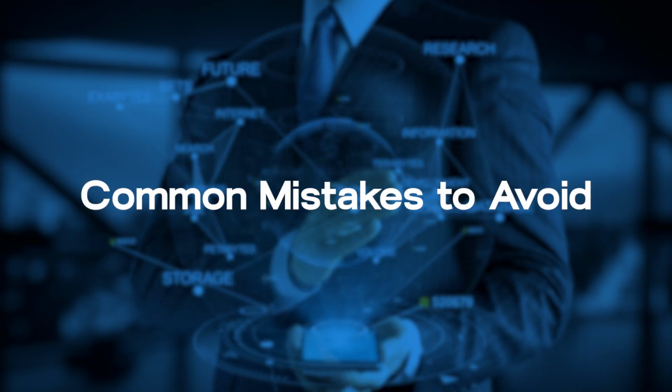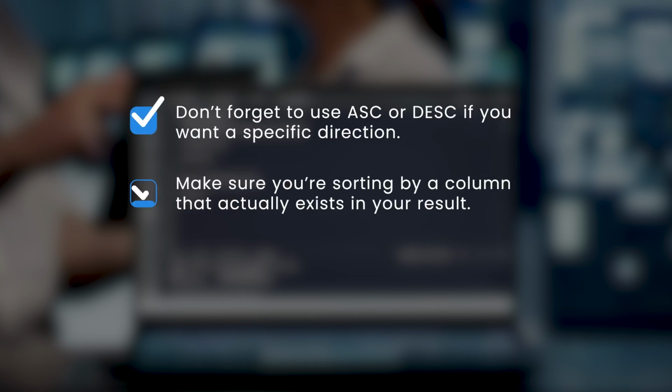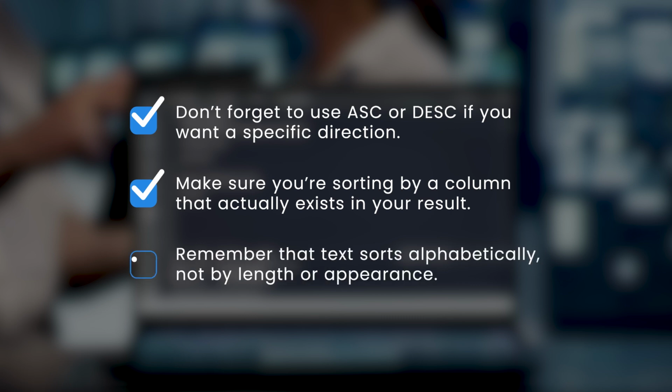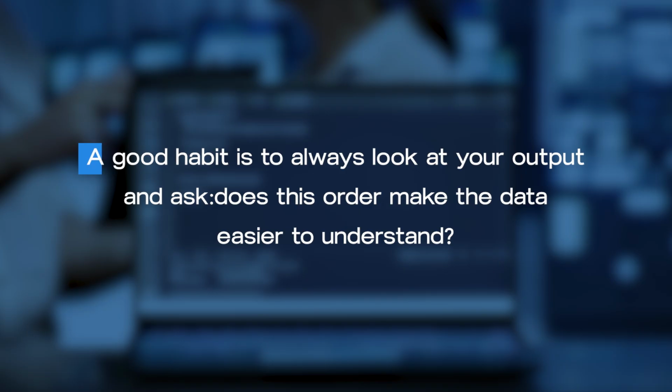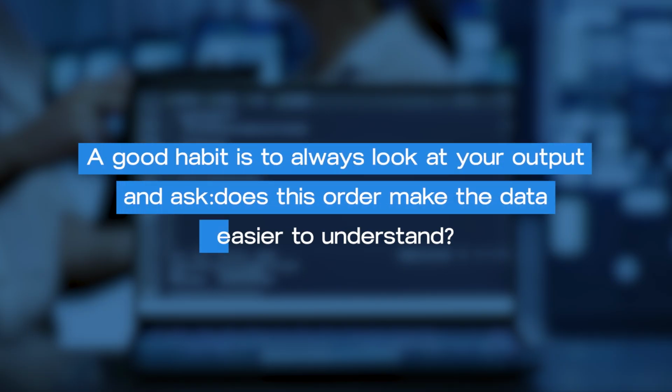Common mistakes to avoid: don't forget to use ASC or DESC if you want a specific direction. Make sure you are sorting by a column that actually exists in your result. Remember that text sorts alphabetically, not by length or appearance. A good habit is to always look at your output and ask, does this order make the data easier to understand?